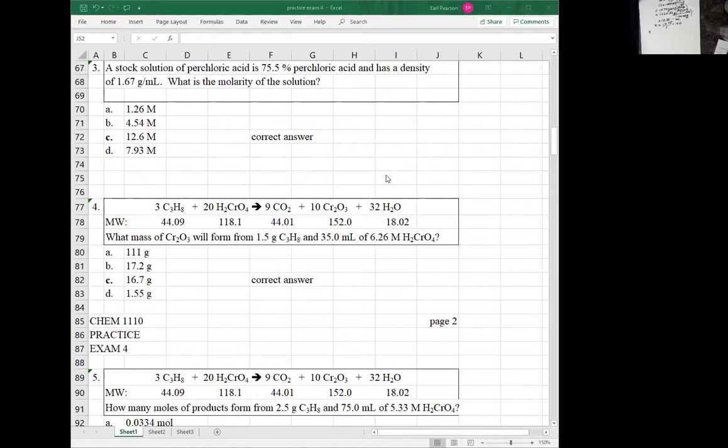We want the mass of chromium-3 oxide that would form from 1.5 grams of propane and 35 milliliters of 6.26 molar chromic acid. So the 3 things involved in my reaction are the propane, C3H8, and the chromic acids. There's 20 of those. And we're going to make 10 chromium-3 oxide.